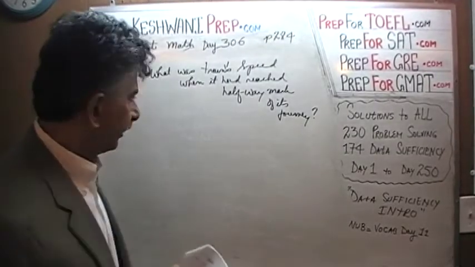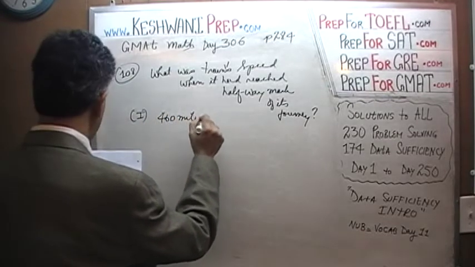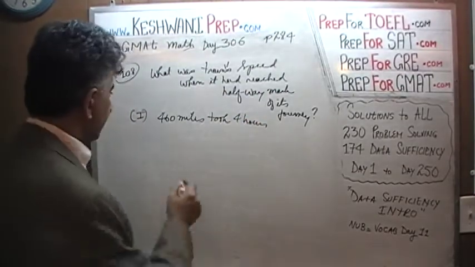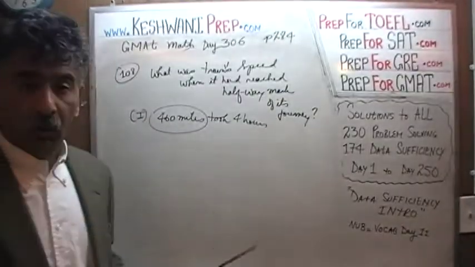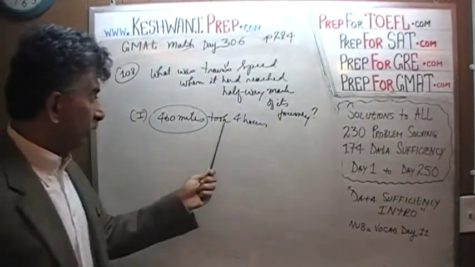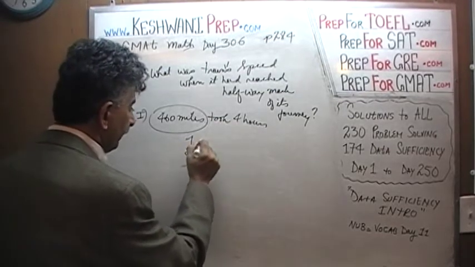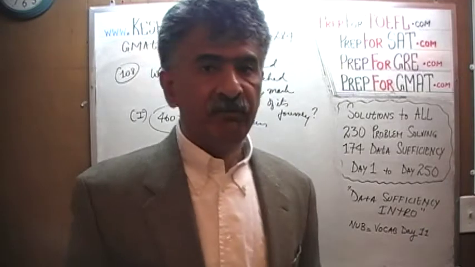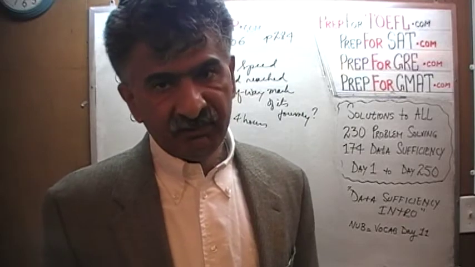Let's look at what they tell us in the first statement. In the first statement, they tell us that 460 miles took 4 hours. This is the entire journey. 460 miles is the whole journey, and we are told that it took 4 hours. Well, all we can get out of that one is the average speed over the entire journey. We know that if we travel 460 miles in 4 hours, then 460 divided by 4, 115, it must have gone at the rate of 115 miles per hour. Its average speed over the entire journey must have been 115 miles per hour.